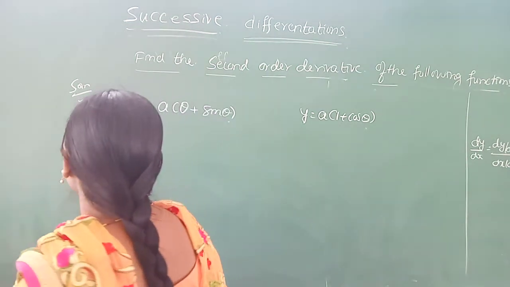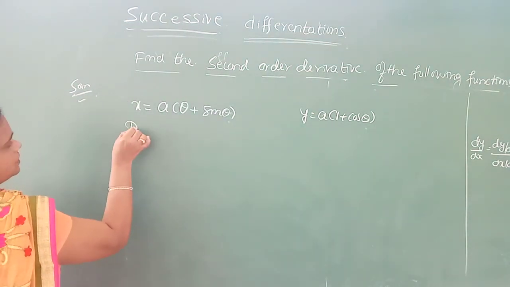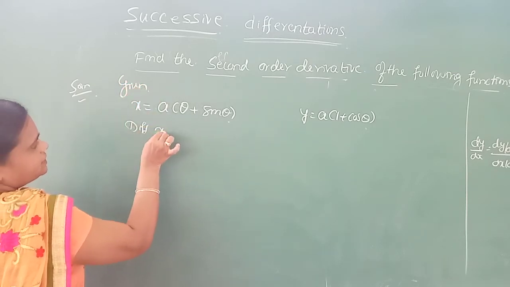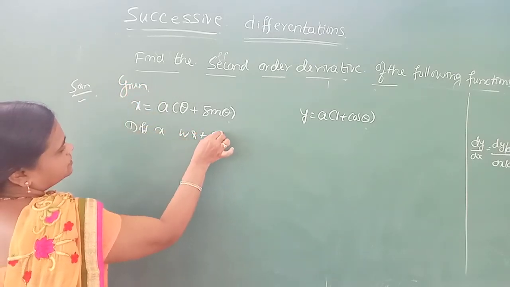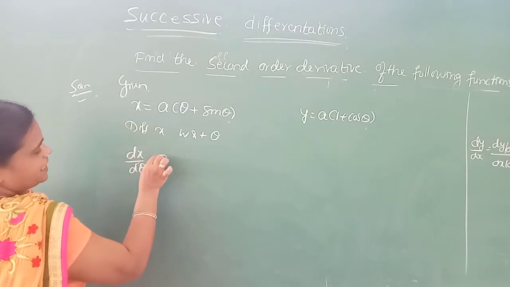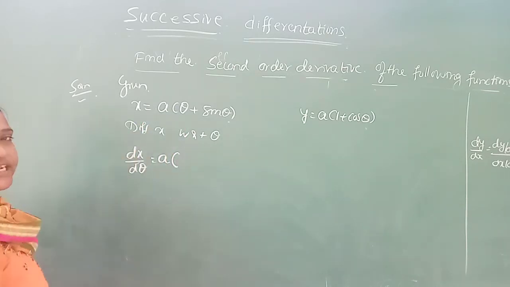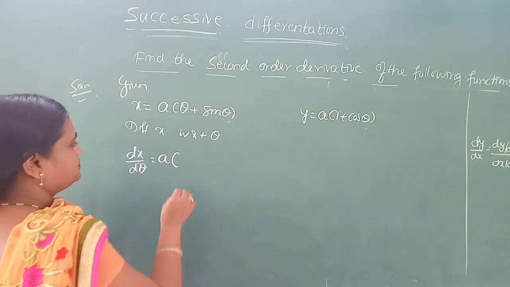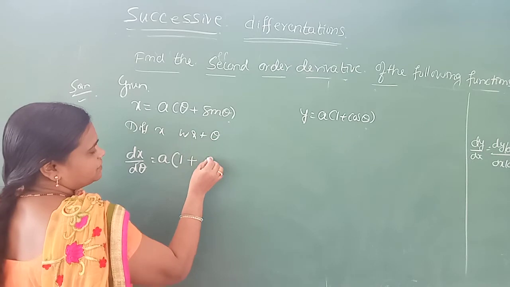Okay, differentiate the given function. Differentiate x with respect to theta, dx by d theta. a as it is; theta differential is 1, and sin theta differential is cos theta.